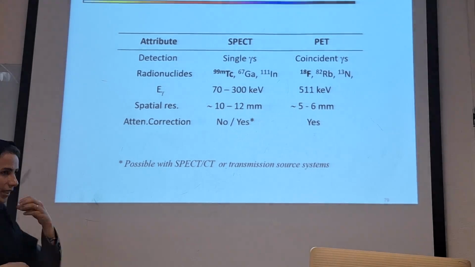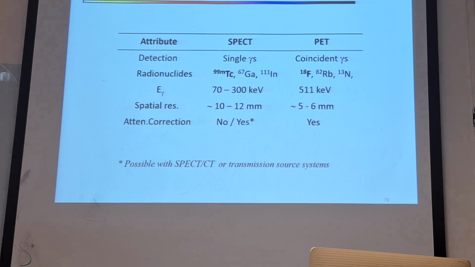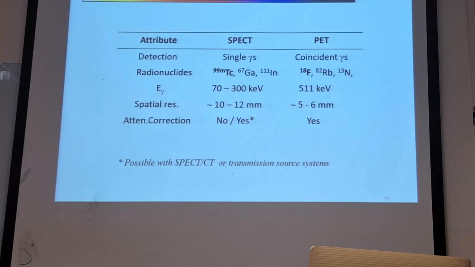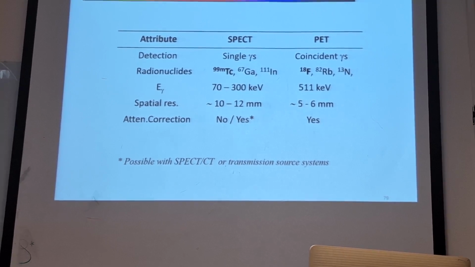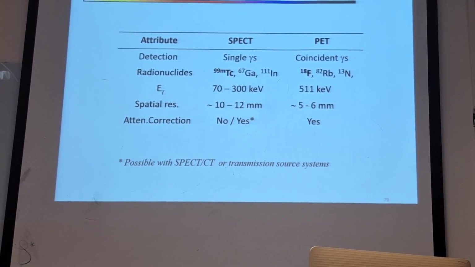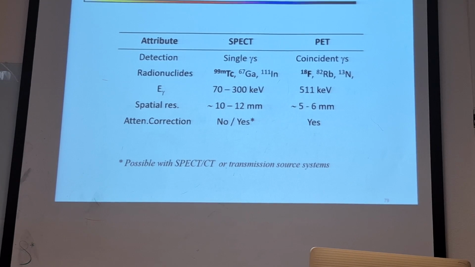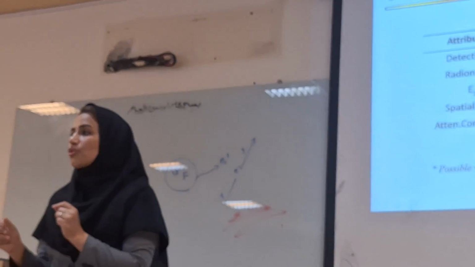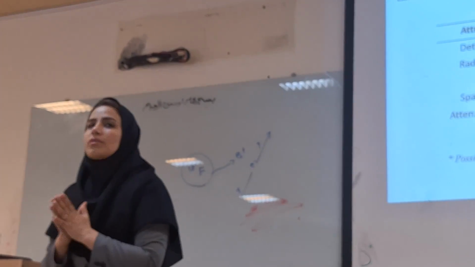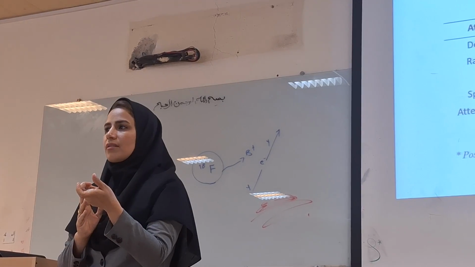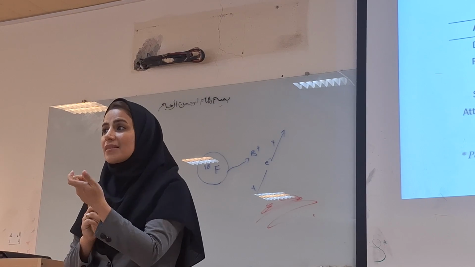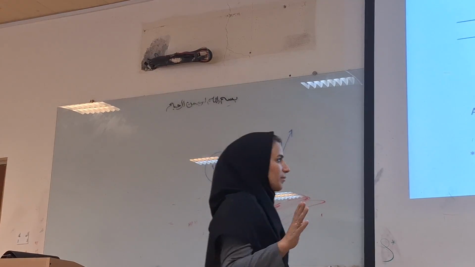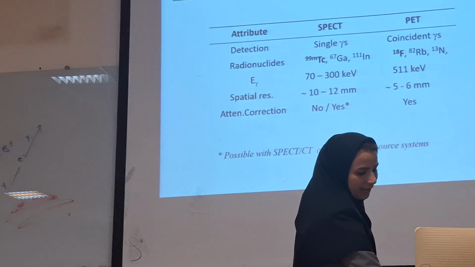And I know my spatial resolution in the SPECT is decreased. Then I said spatial resolution in the PET is better than the SPECT. But the value of spatial resolution in the PET is lower. Look carefully at the number. When I say better spatial resolution, I mean that the value of spatial resolution is lower. Sometimes we have a mistake with this.